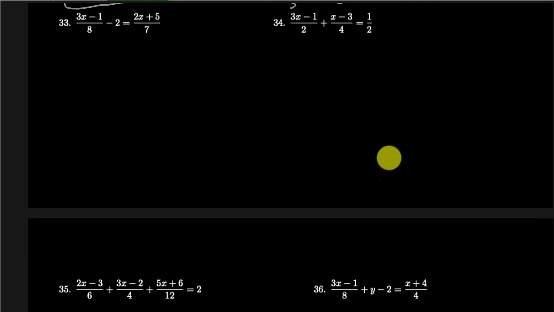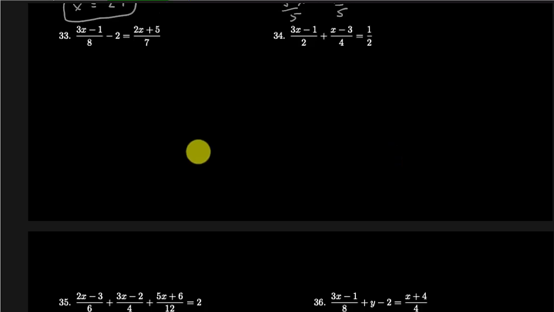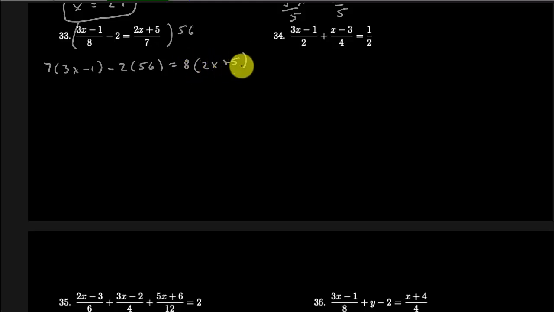All right. 8 and 7. What is the common denominator of 8 and 7? Well, I guess we'll go and use, let's use 56. That's probably the least common. All right. 8 goes into 56 7 times, so I got 7 times 3x minus 1 minus 2 times 56 is equal to 7 goes into 56 8 times 2x plus 5.